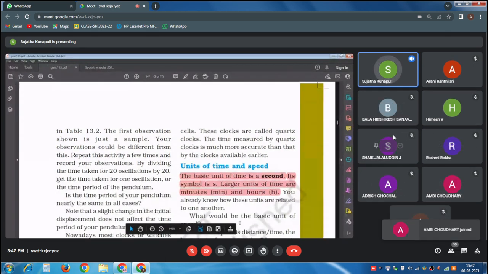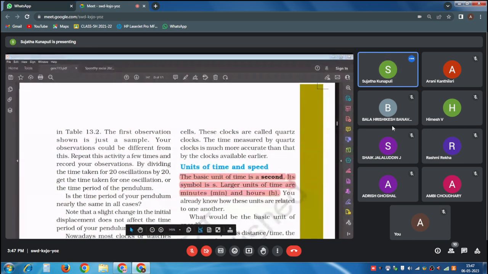So what he is telling: repeat this activity a few times and record your observations. By dividing the time taken for 20 oscillations by 20, get the time taken for one oscillation or the time period of the pendulum.